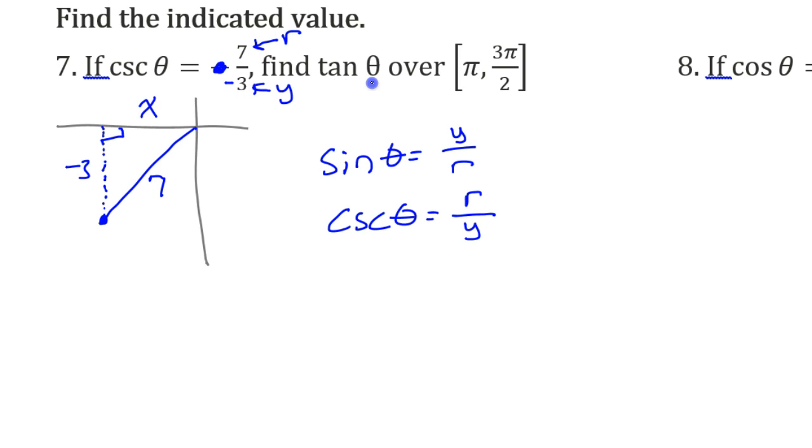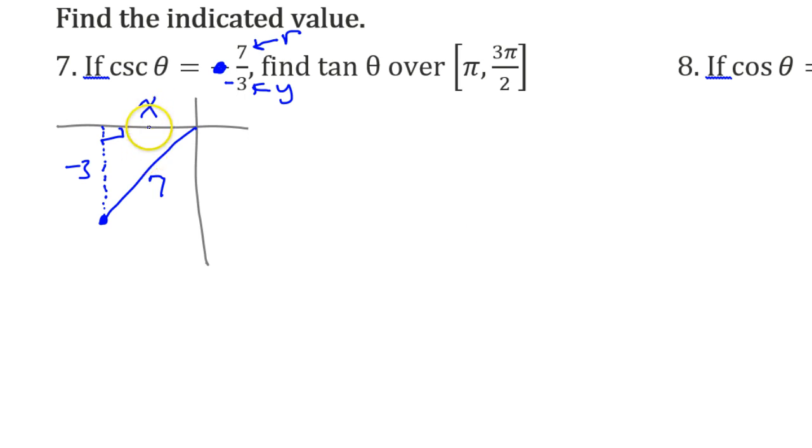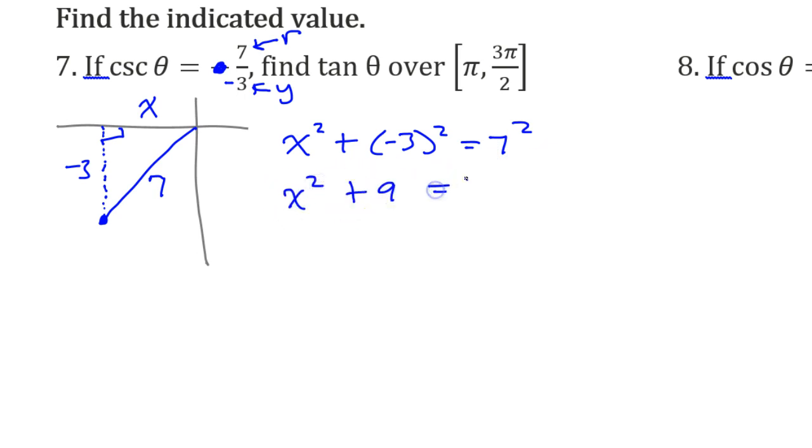Now, in order to find the tangent, I'm going to need to find the x value. So I'm just going to use the Pythagorean Theorem. x squared plus y squared is equal to radius squared. So that's x squared plus 9 is equal to 49. Subtracting 9 from both sides leaves me with x squared is equal to 40.